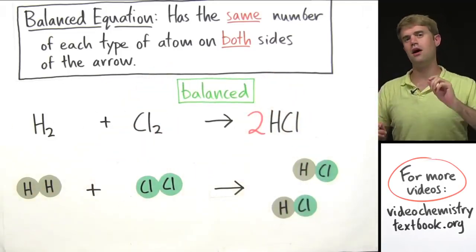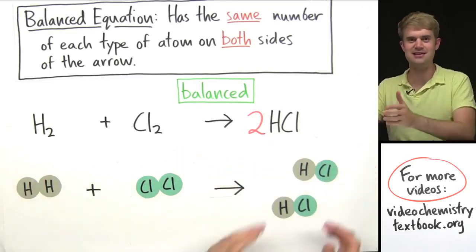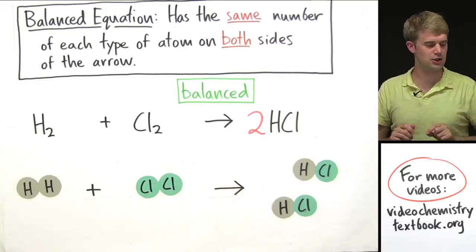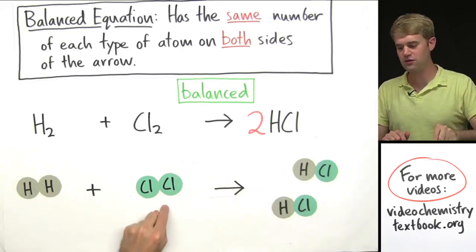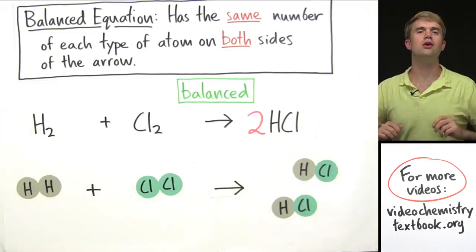Okay, so this is the combination of these things and these things that we need to have the same number of each type of atom on both sides. We need one of these and 2 of these to end up with a balanced equation.